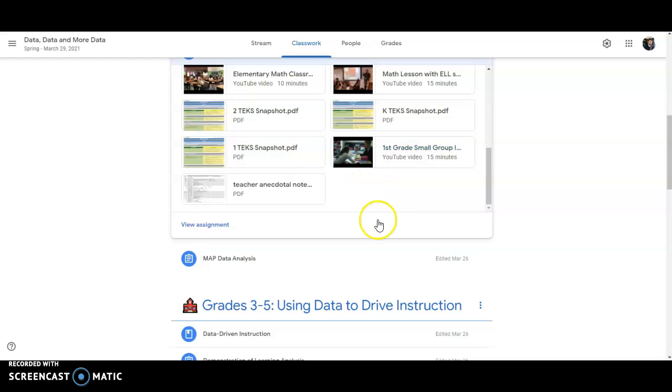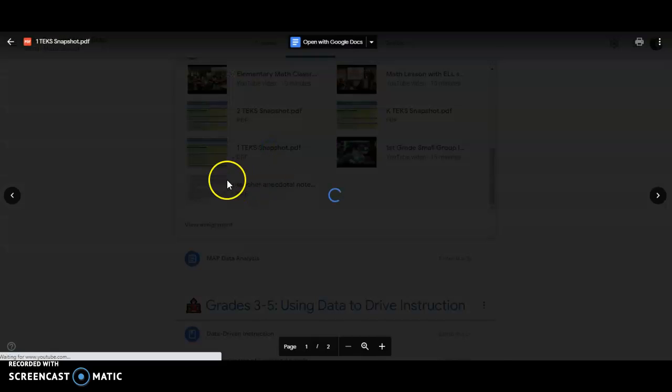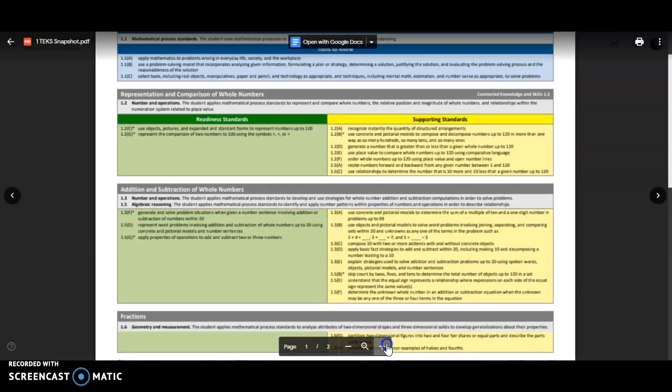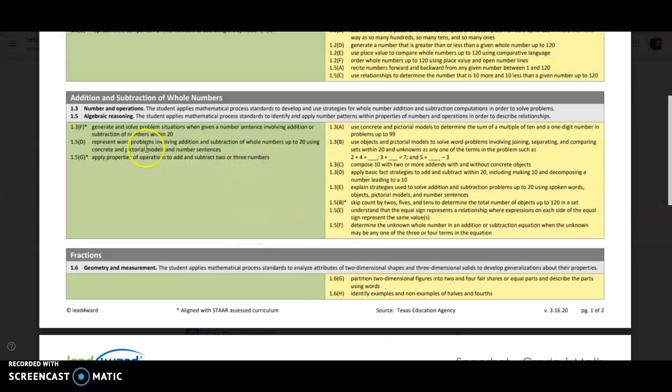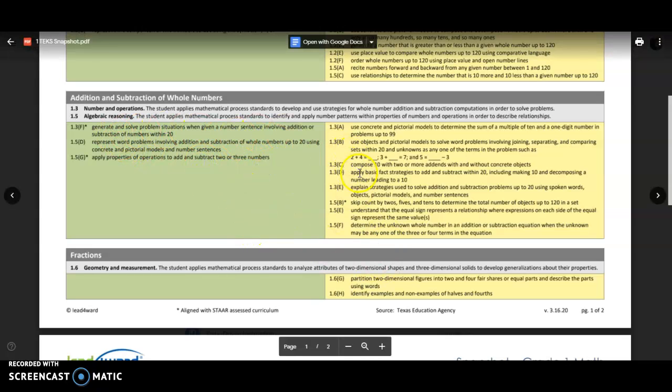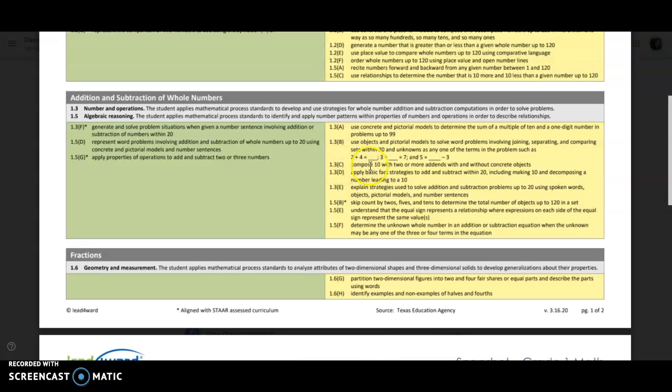So in our class, we have the TEK snapshots here. And so this is the first grade class. Let's go to first grade TEK snapshot. And so I know that doubles is part of addition and subtraction for kids. And so I can see a variety of TEKs right here. So I'm going to go ahead and assume that it's 1C, compose 10 or more. And then again, 1D, apply basic fact strategies. Doubles is a basic fact strategy for addition and subtraction.